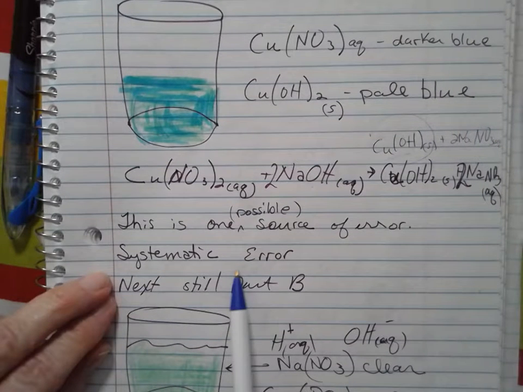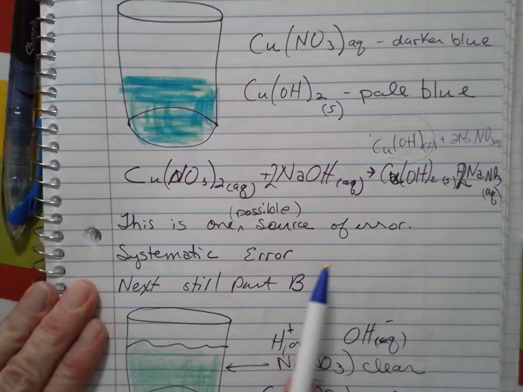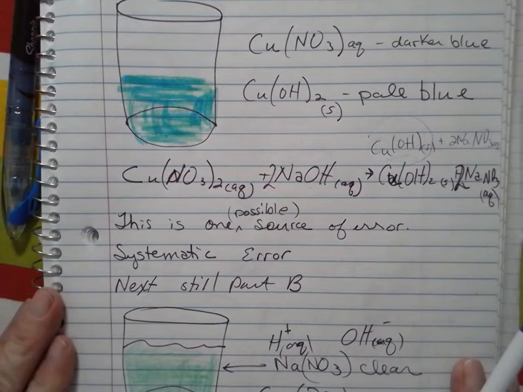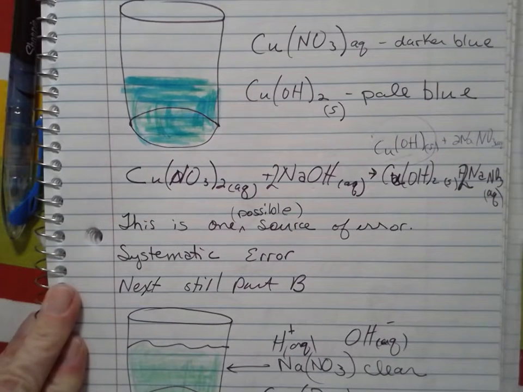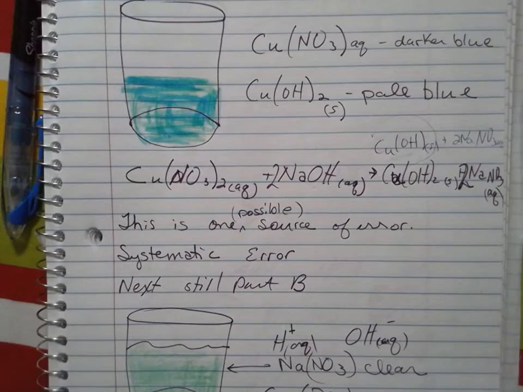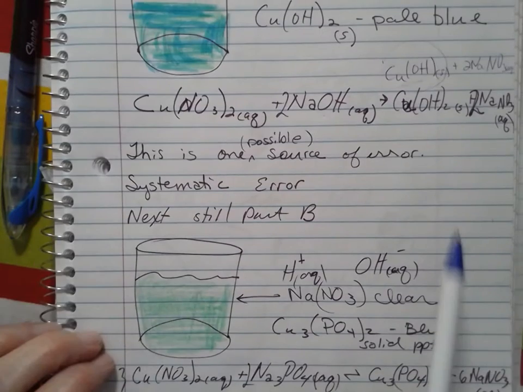Now, this is a systemic type of error. Systemic types of errors include human error, things that are your technique. Okay, and we all have that.